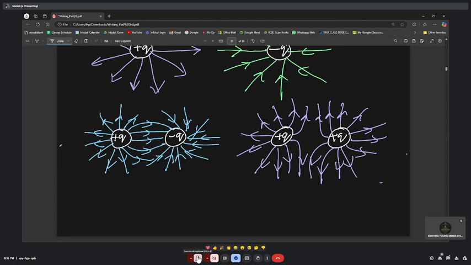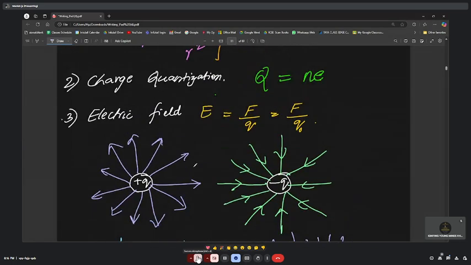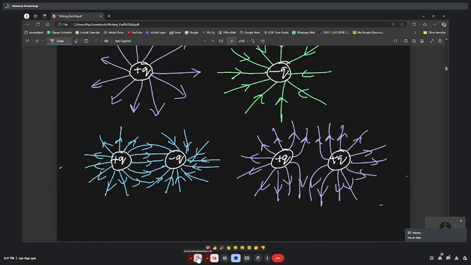So I hope you are now clear with a system of charges and the electric field lines around the system of charges. This is a concept that you should know. With that, we'll move on to the next one. We're done with electric field lines.